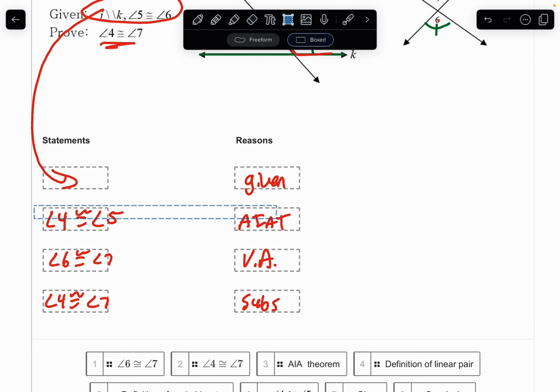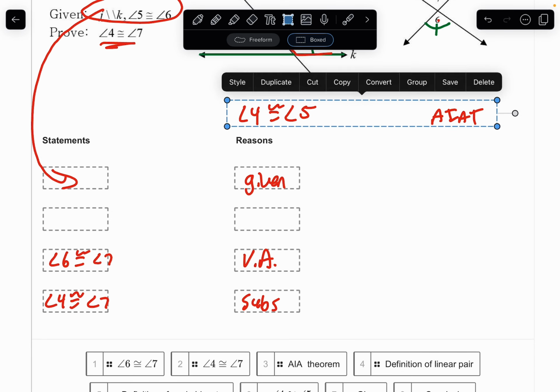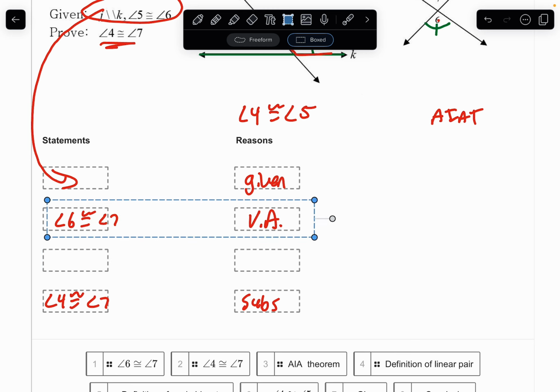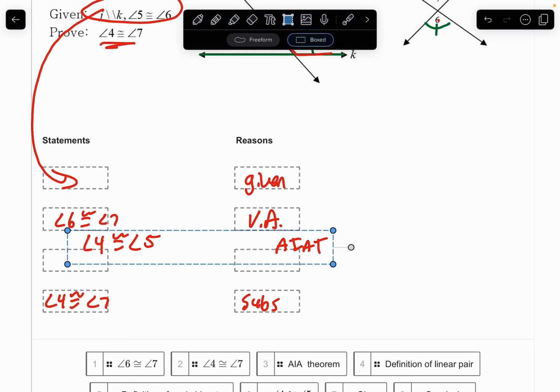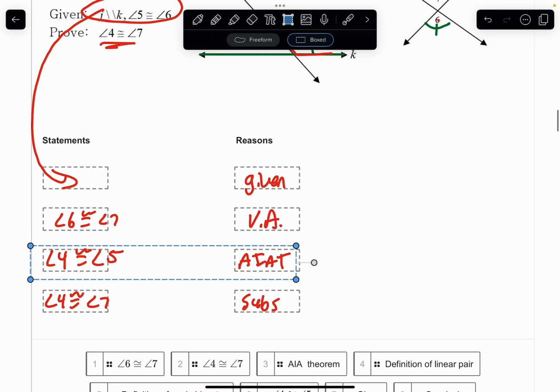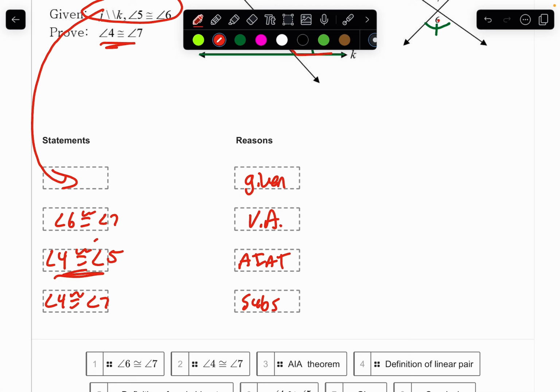What if we switched the order? What if we had done this second and this first? Is that okay? Could we have put that here? Yes. Those are not dependent on each other. Do I have to know 6 and 7 are congruent in order to know 4 and 5 are congruent? No.